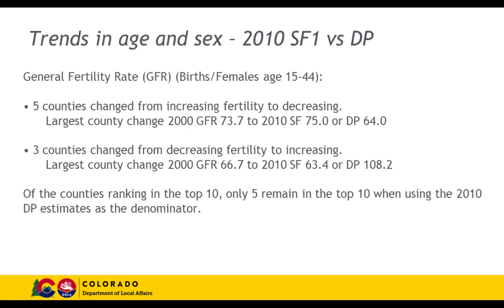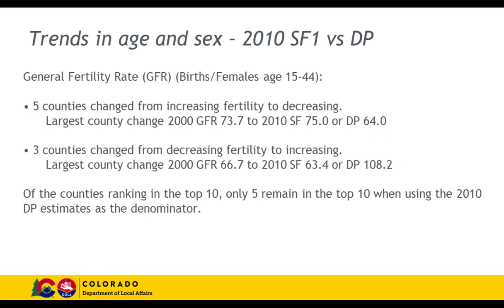If we want to look at age and sex change over the decades, so 2000 to 2010, we took a peek at the general fertility rate, so the number of births divided by females aged 15 to 44, so a nice big age group there. We had 5 counties change from increasing fertility to decreasing, where the largest county changed from 73.7 in 2000 to 75, down to 64. 3 went from decreasing fertility to increasing.